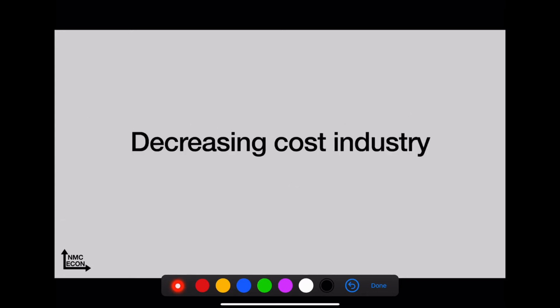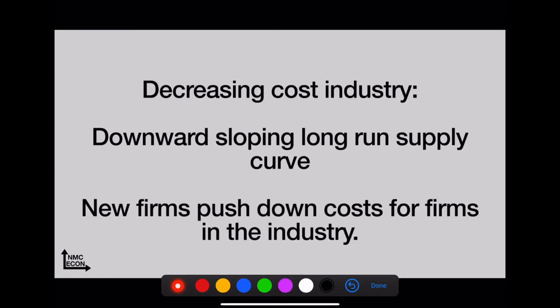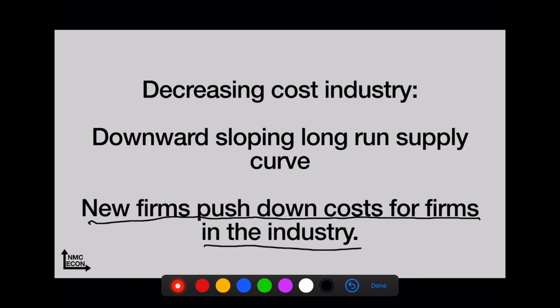Decreasing cost industry. These are cool. This is a downward sloping long run supply curve, and new firms entering actually push down the costs in the industry. That sounds cool. When other firms enter, your costs are going to go lower. Great. But wait a minute. Other firms entering also probably means the price that you can demand is lower because there's more substitutes.